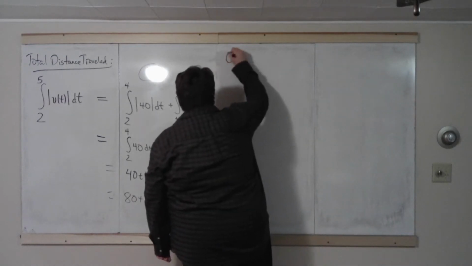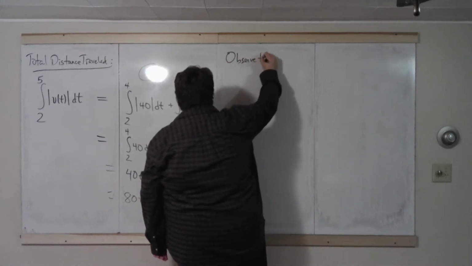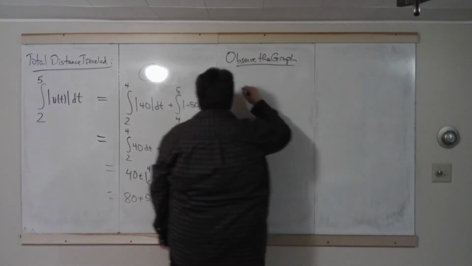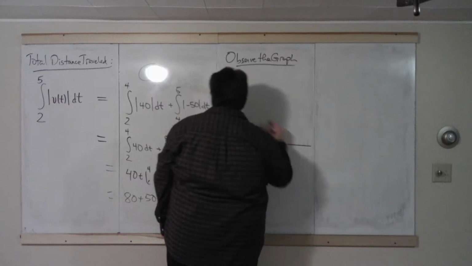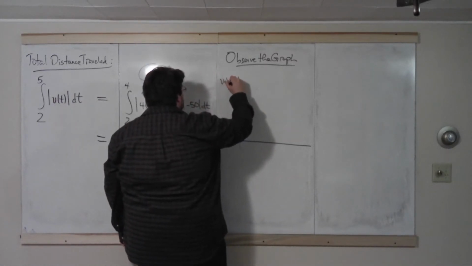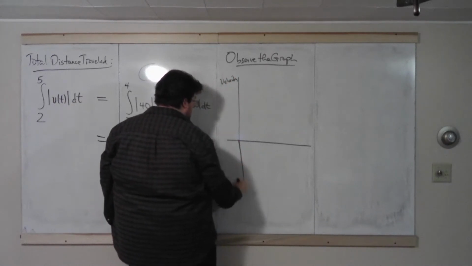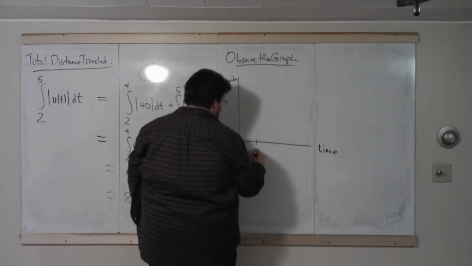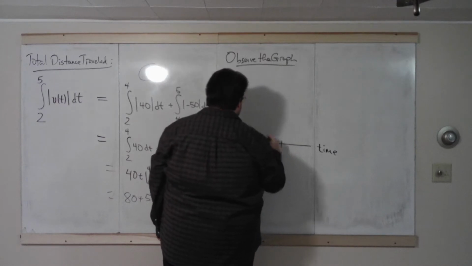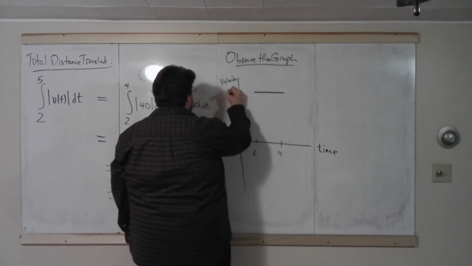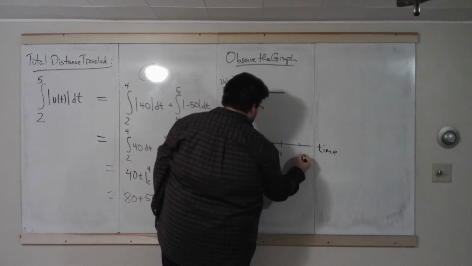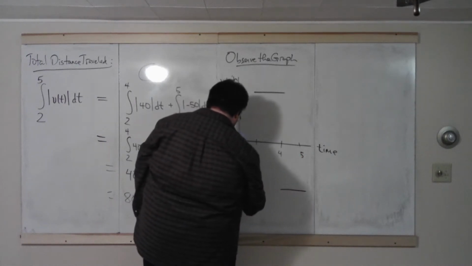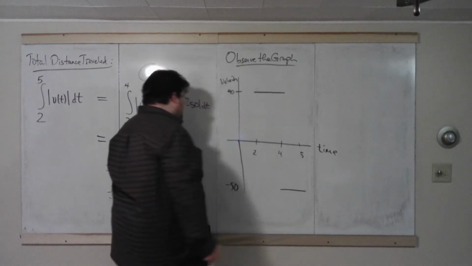Observe this graph. Velocity. So this will have velocity. We'll also need the negatives. And the x-axis will have time. We're looking from 2 to 4. We had velocity of 40. From 4 to 5, we had velocity negative 50.